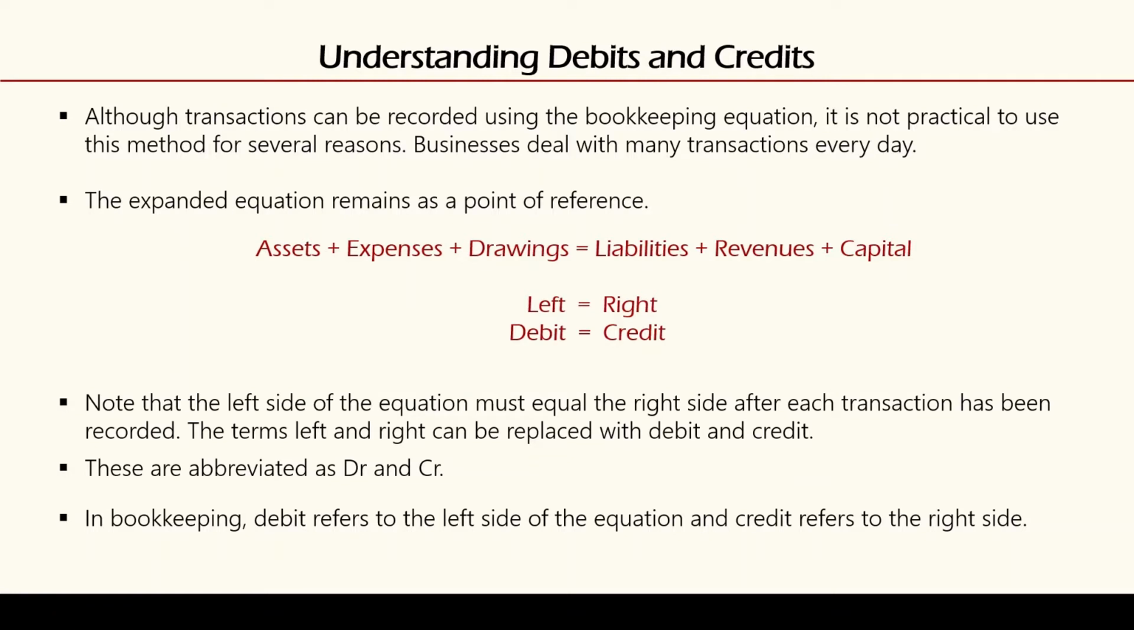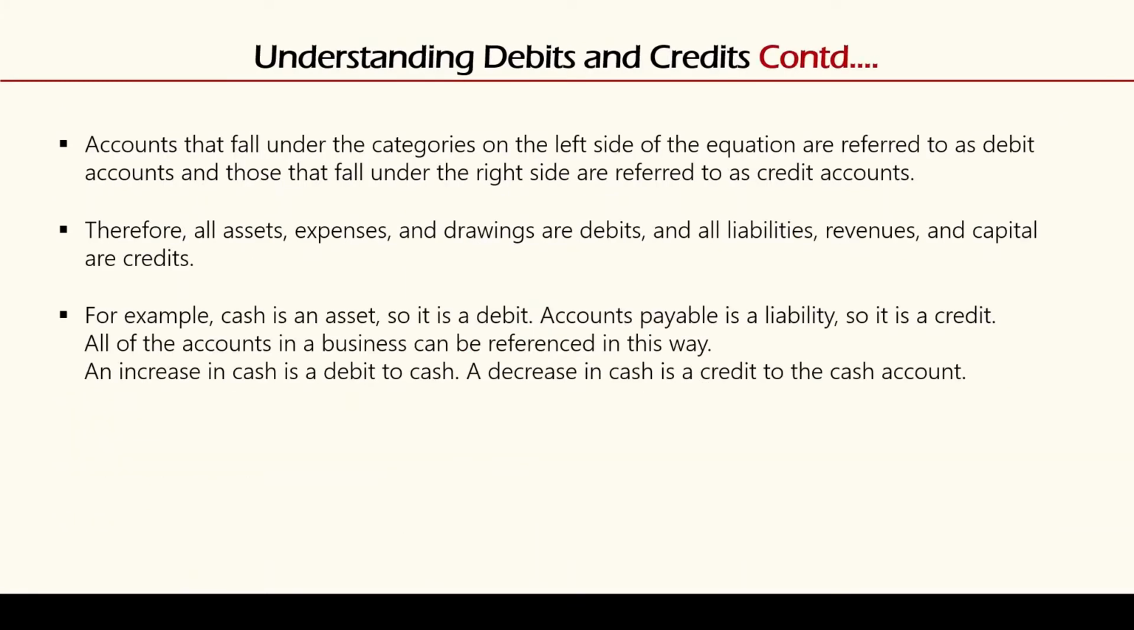Note that the left side of the equation must equal the right side after each transaction has been recorded. The terms left and right can be replaced with debit and credit. In bookkeeping, debit refers to the left side of the equation and credit refers to the right side. Accounts that fall under the categories on the left side of the equation are referred to as debit accounts, and those that fall under the right side are referred to as credit accounts. Therefore, all assets, expenses, and drawings are debits, and all liabilities, revenues, and capital are credits.